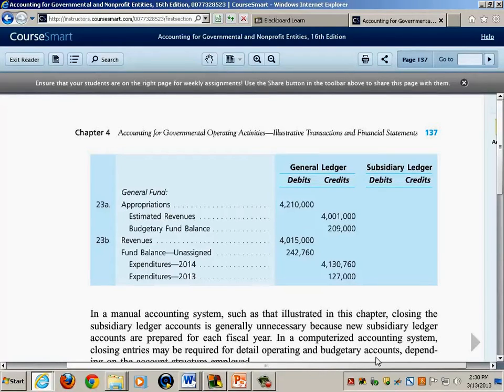Revenue accounts have what? A credit balance. To close an account with a credit balance, what would you do? Debit it, right? Because this is a closing entry. No different than an income statement closing. Closed actual revenues of $4,500,000. Expenditures, we designated this, and we have a debit of what? Unassigned 242,760. So how much of the fund balance did we use during the year?